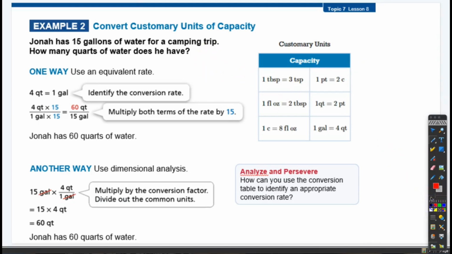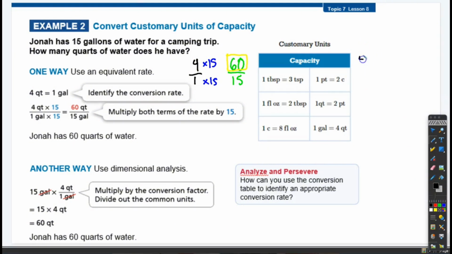We've got our rate of quarts to gallons, 4 to 1, right? Cool. So we've got 15 gallons. So we know how many gallons we have, but we do not know how many quarts we have. How do we get from 1 to 15, everybody? We multiply by 15, yeah. So, that person that just said that, you are right. We multiply by 15, we do it to the numerator as well. So 4 times 15 is 60. So, 15 gallons will be 60 quarts.